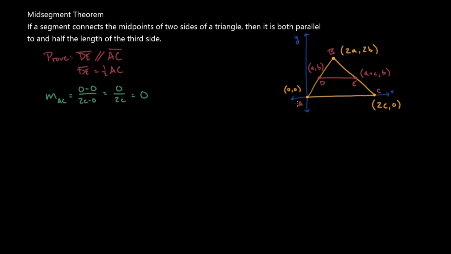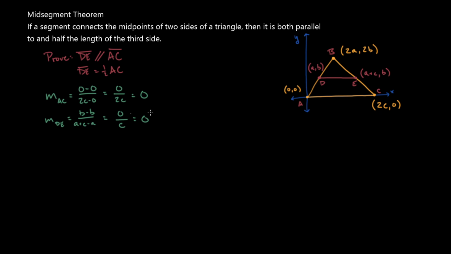So the interesting thing is that even though we picked AC to be what it was, DE still has to have the same slope, and we'll see if it does here in a second, by finding the slope of DE, which will be, all right, change in Y, B minus B, over change in X, A plus C minus A, which simplifies to 0 over C, and that's also 0.